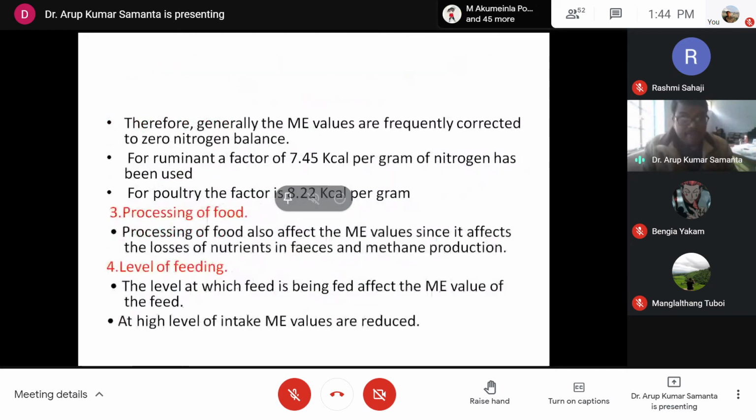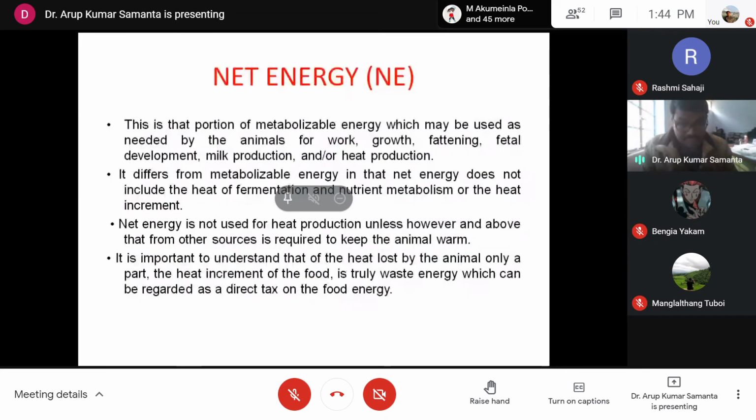Now coming to a very important aspect of energy, that is the net energy. I told you this is the useful form of energy, and how to define this net energy? This is that portion of the metabolizable energy which may be used as needed by the animals for work, growth, fattening, fetal development, milk production, or for heat production.